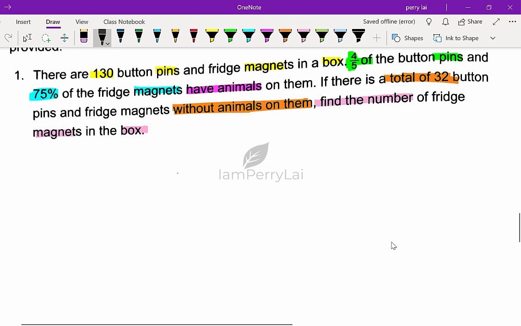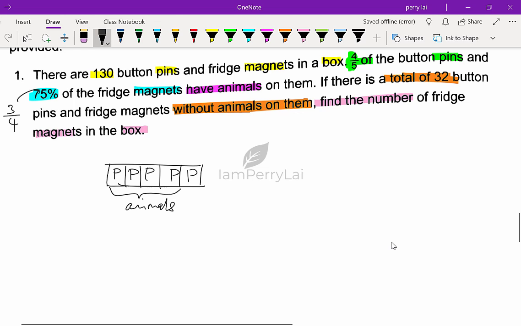Okay, here's why we use simultaneous equations. So there's a fraction of the pins and a fraction of the magnets. 75% is basically a fraction as well, so I'm going to turn that into a fraction. If I were to draw a bar model out of 5 parts, 4 out of 5 pins, so I put P, P, P, P, P. This 4 out of 5 have animals.